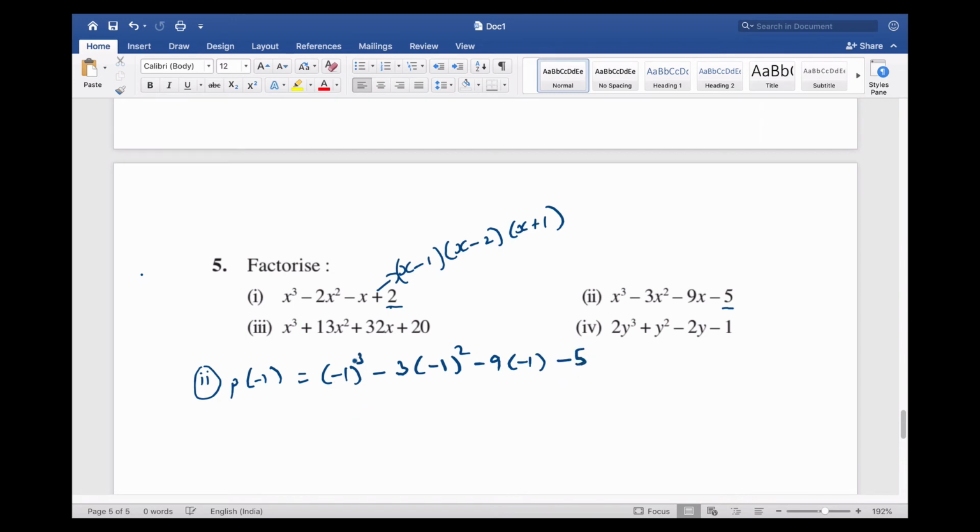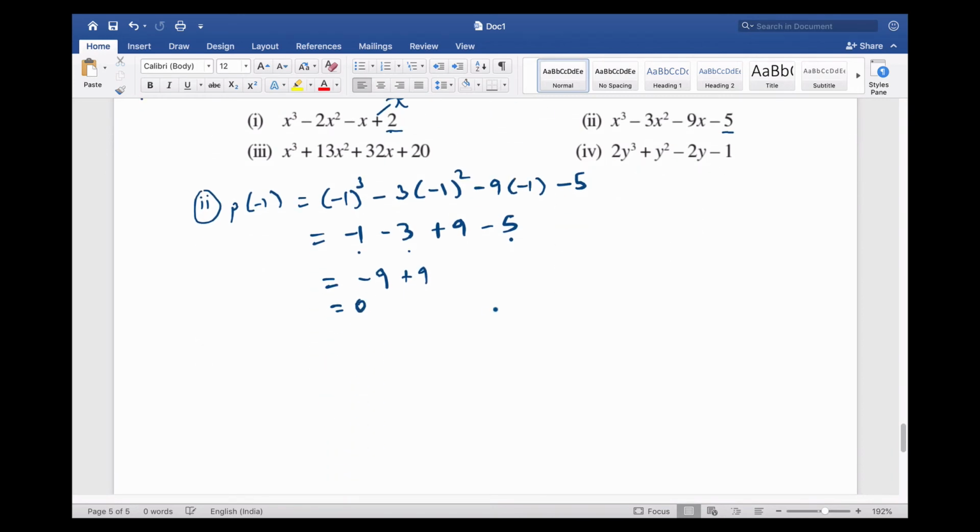Let's see. Minus 1 cube will give me minus 1. So minus 1 square will give me 1, and then into 3 will be minus 3. This will become plus 9. This will remain minus 5. So this, and this will give me minus 9. This will remain plus 9, which is 0. So I can say that one of the zeros is x is equal to minus 1.